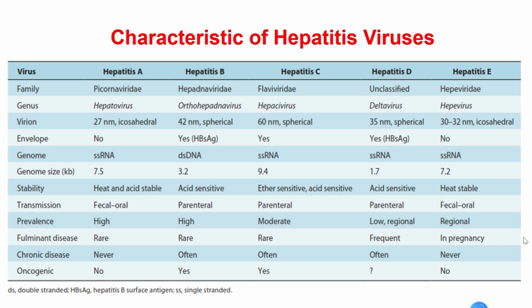A and B, and which virus can cause chronic disease? Okay, so like the transmission route of each one. So you want to compare them and use this table to help you understand the material. It's not that difficult.